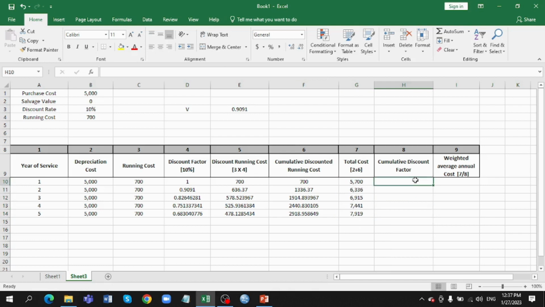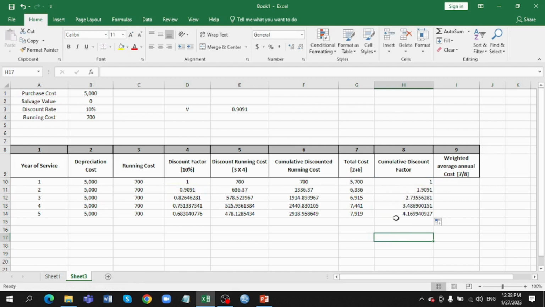Then we have the eighth one. We have our cumulative discount factor. Again, cumulative means it will be increasing. For the discount factor, we have the fourth column. So just like what we did on the sixth column, first we start with the first one. Then moving on to the second, the first one will be added to the second one, which is this one. Then let's just drag this one down.